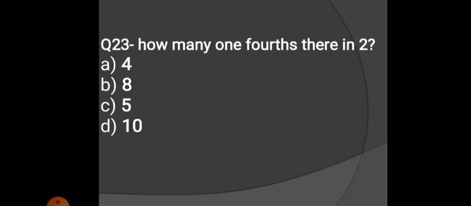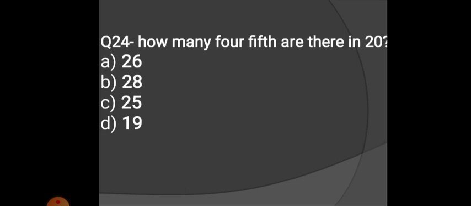Now let's see what is the question number 23. How many 1/4 are there in 2? Options are A 4, B 8, C 5, D 10. Now you must choose the option. So let's check what is the answer of this question. The answer is option B 8.